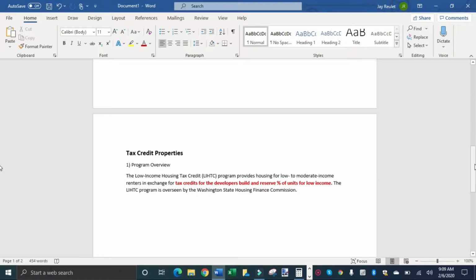Now you only have to rent to them. Now here's the deal: you're not guaranteed your money, okay? And because you're not guaranteed your money from the government, you have to get it from the tenant. So if the tenant doesn't pay, now from the tenant perspective, look, guys.